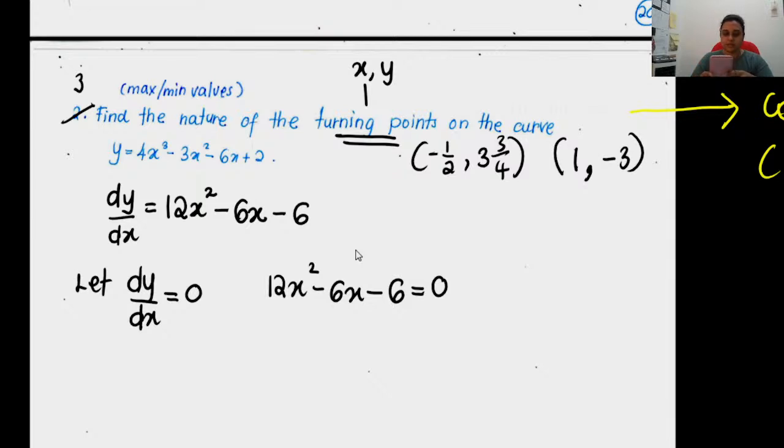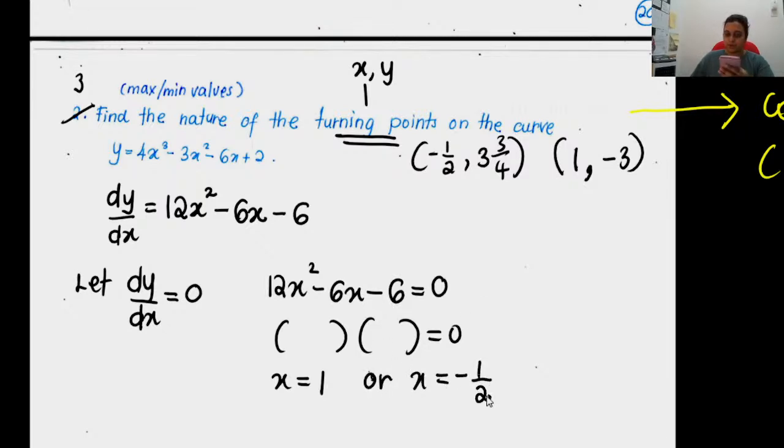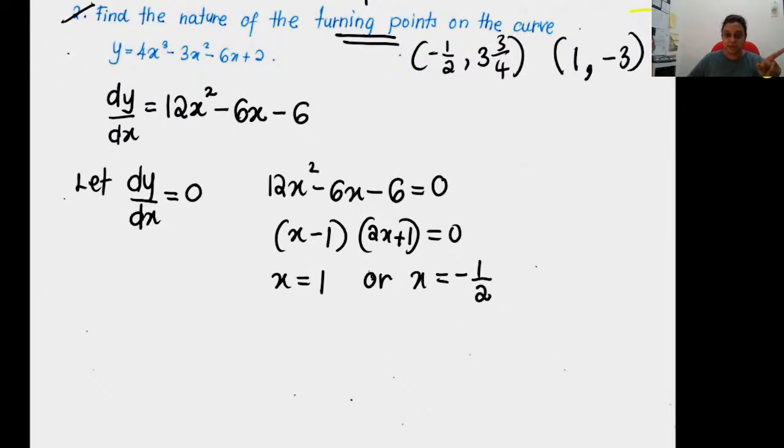Degree 2: 12, negative 6, negative 6. I'm getting one of my x values, x equals 1. The other x value, teacher is getting x equals negative 1 over 2. So when I write inside the brackets, it's going to be x minus 1 and 2x plus 1. So you already got 2 x values. From here, let's find the y.